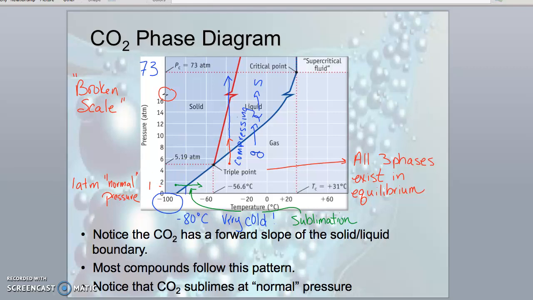The ice wouldn't melt, or the solid wouldn't melt. It would stay in three separate phases. And that's pretty cool. There's also a thing called a critical point, and that's up here. I'm going to talk a little bit more about that in a different slide. But first, I want to talk about density.